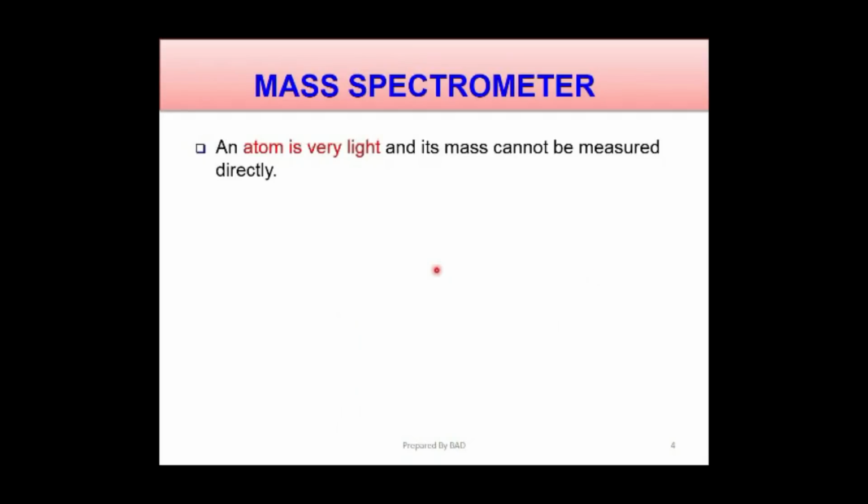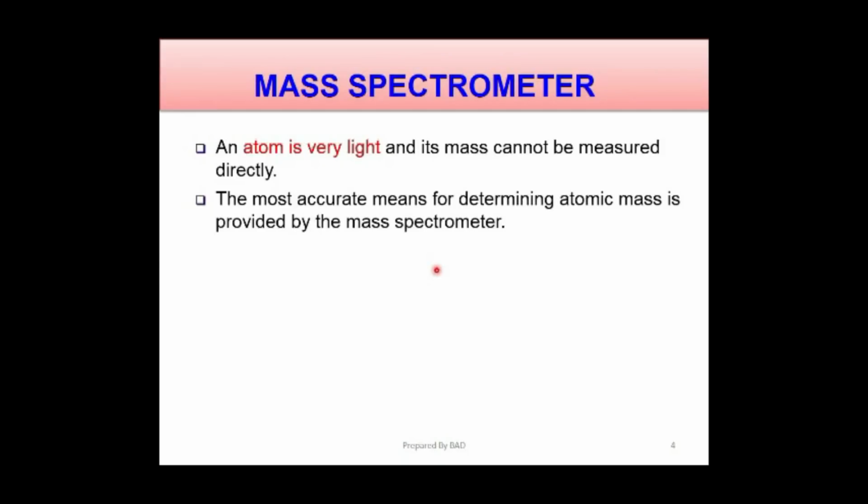An atom is very light and its mass cannot be measured directly. So the most accurate means for determining atomic mass is provided by the mass spectrometer. That's why we should have one instrument to directly measure atoms and also molecules.